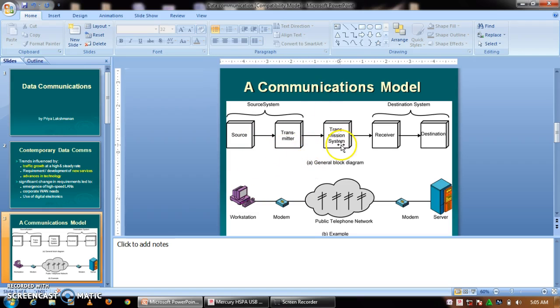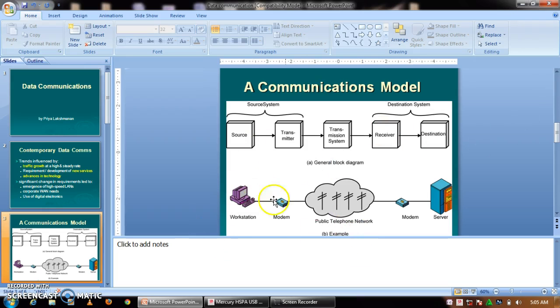Next, the transmission system just carries the transmittable data from source to destination. The source and transmitter form the source system. The receiver and destination are placed as the destination system. In the middle, the transmission system just carries data from source to destination. Next, the receiver converts the received signal into data. Finally, the destination takes the incoming data. These are the simple key elements in high-speed networks.